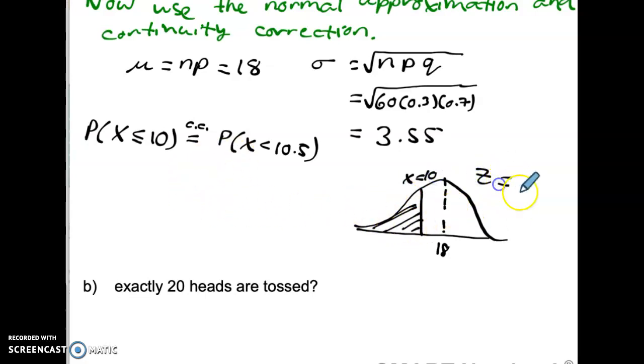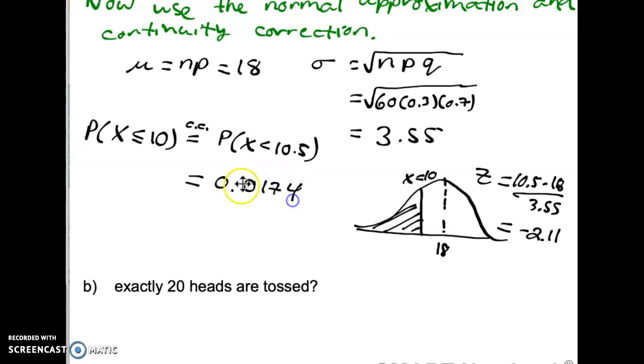So the z-score, we would have 10.5 minus 18 all over 3.55, and we get a z-score of negative 2.11. Okay, so we go to our z-score table, and we look that up, and we get 0.0174 as our answer.